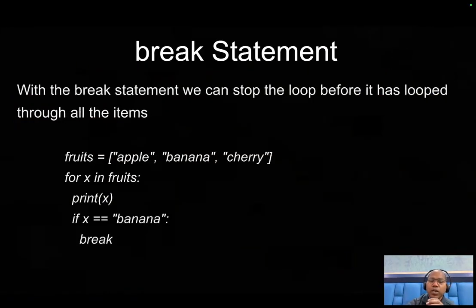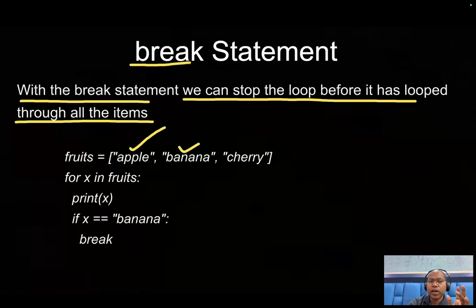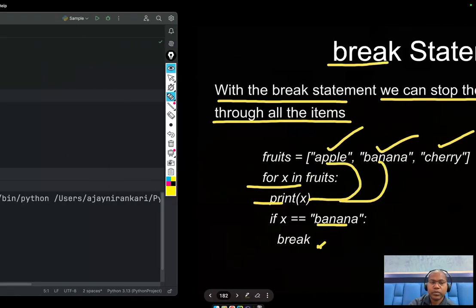Similarly, in the for loop you can also apply break. With the break statement, you can stop the loop before it has gone through all the items. Maybe here I have item 1, item 2, item 3. Even you can loop and print everything. Or you can say if you found the particular banana, then break. So first you got apple, second you got banana, but at the break you go outside the loop.